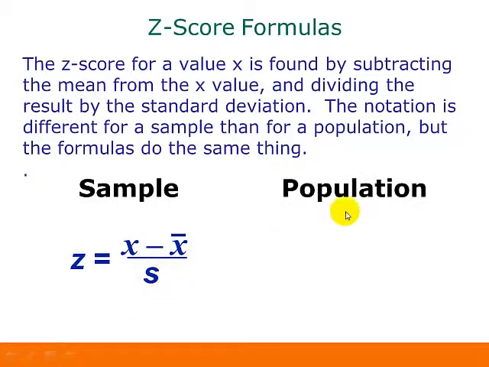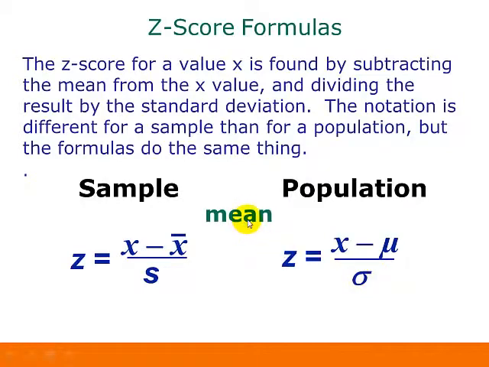If we have a population, then the formula looks like this. The x still refers to our data value. The Greek letter mu refers to our population mean. The Greek letter sigma refers to our population standard deviation.